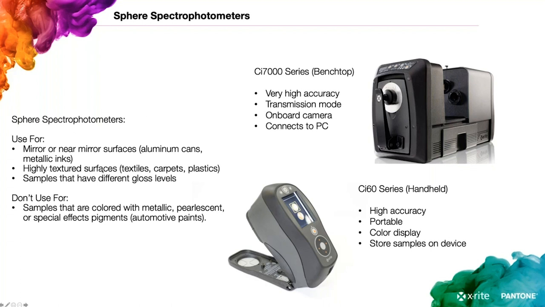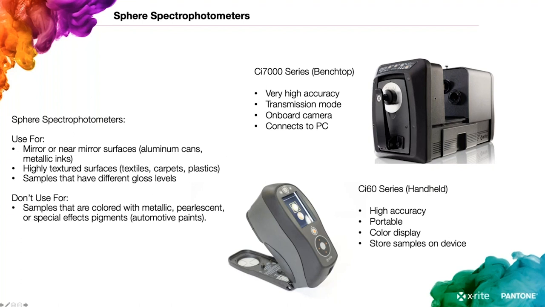So it's good for highly textured surfaces, textiles, carpets, and plastics, again, because it can average all the noise out of the measurement, because there may be dark spots, dark areas. Let's say you're measuring a carpet, you can think about how noisy a carpet looks. It's kind of averaging that noise out. And it's good for samples that have different gloss levels. Again, don't use them for colors with metallic, fluorescent, or special effects pigments, which is automotive paints.